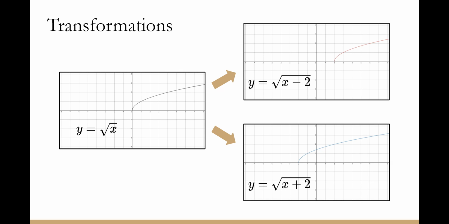And in this bottom graph, given that y is equal to 0, x would also have to be negative 2 in order for y to equal 0.